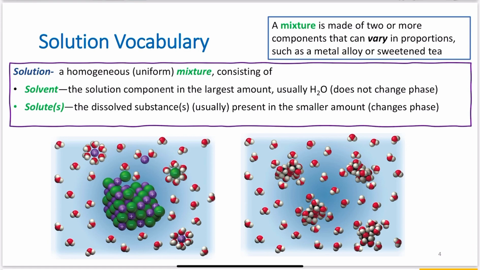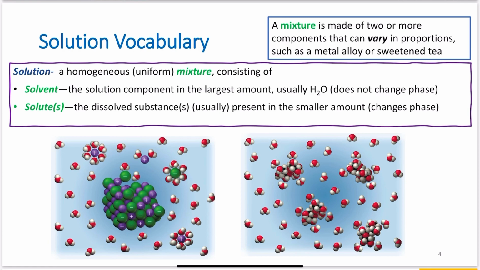So a solution, though, is a homogeneous mixture. While a mixture is just made up of two or more components, a solution is taking a mixture and now saying we have a uniform mixture. So a glass of sweet tea, in theory, is homogeneous. We probably have the same composition throughout the entire sample. It's still a mixture. It's still a solution.